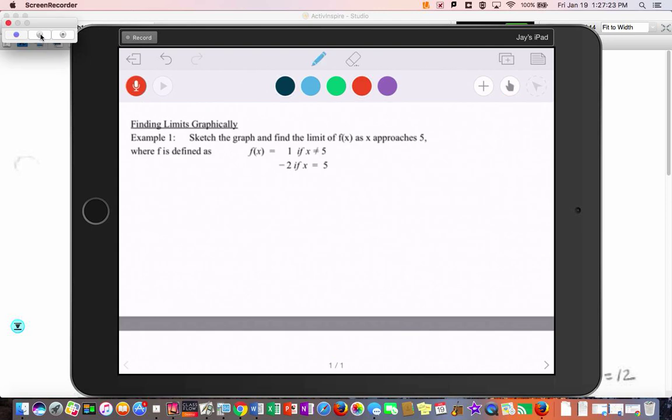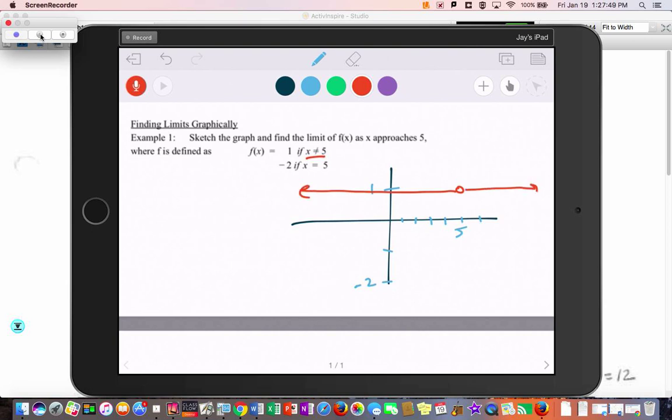All right, so this one, they're just asking us to graph, and it's a little bit different graph. So we go to 1, 2, 3, 4, 5. So this is where 5 is. And if I go up to 1 and down to -2, what they're telling me is that everywhere x is not 5, I'm at 1. And everywhere x is exactly 5, I'm at an output of 2. So the graph kind of looks like this.